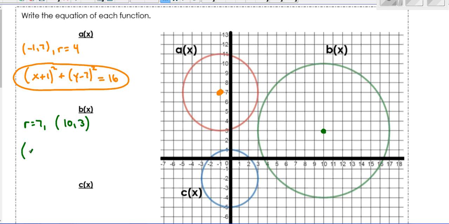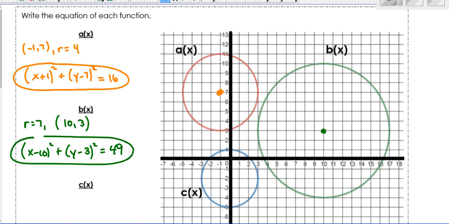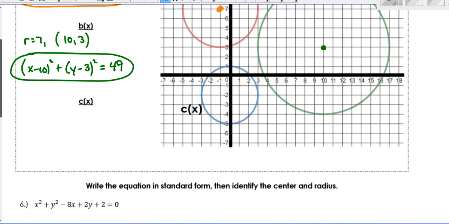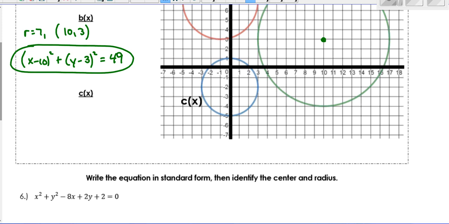Okay, so I would write this as x minus 10 squared plus y minus 3 squared equals r squared, so I have to remember 7 squared. And that would be my equation. Okay? If you did not try this one, you can pause it and try it, and then unpause it.